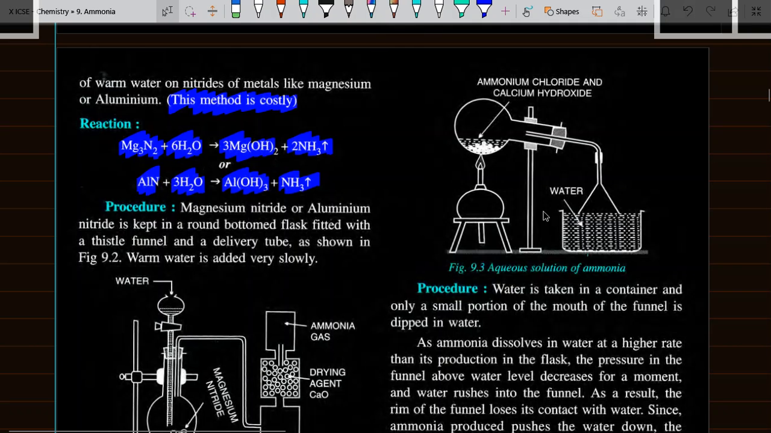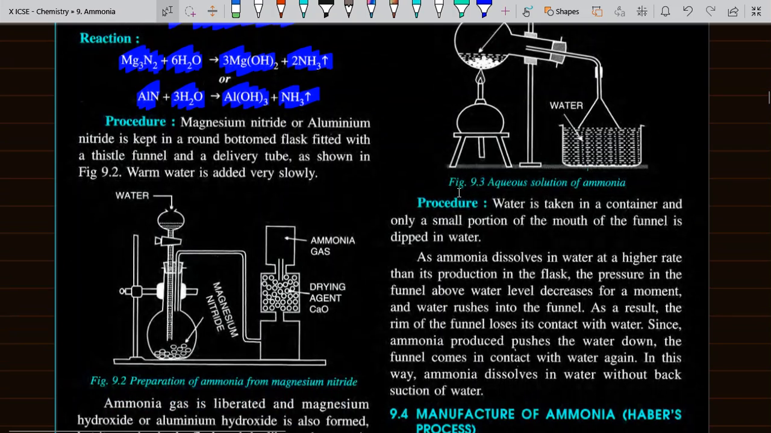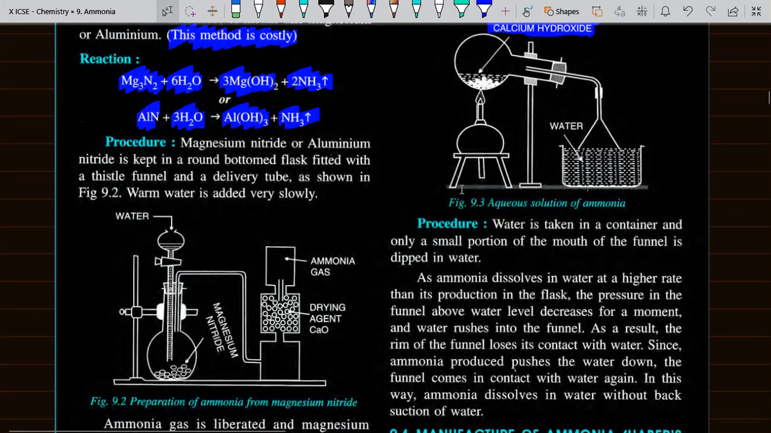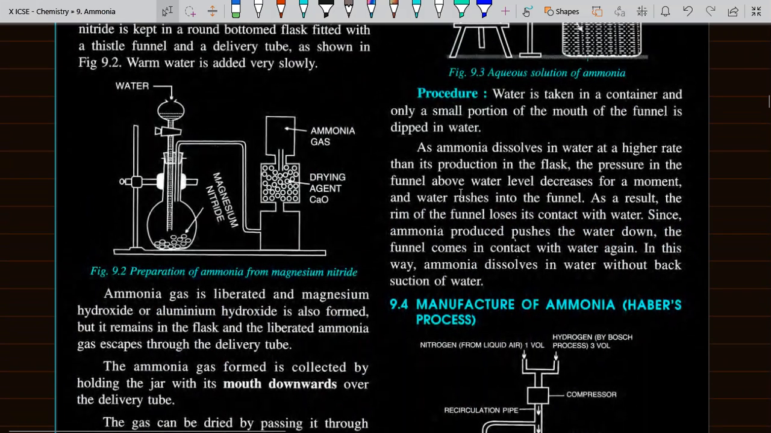So this is how it is done. We have ammonium chloride here and calcium hydroxide, and they are heated, and ammonia is formed and is passed through the delivery tube into the funnel, which is kept just over the surface of the water in a trough, and the back suction occurs up to a certain limit, and the water falls down and the ammonia keeps on dissolving into the water.